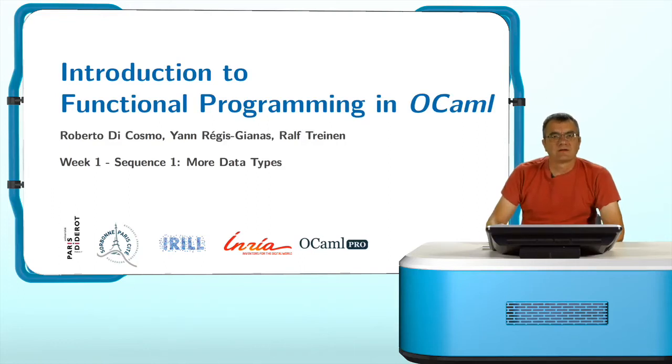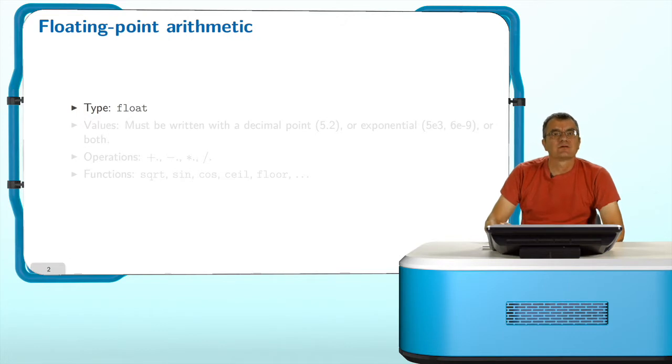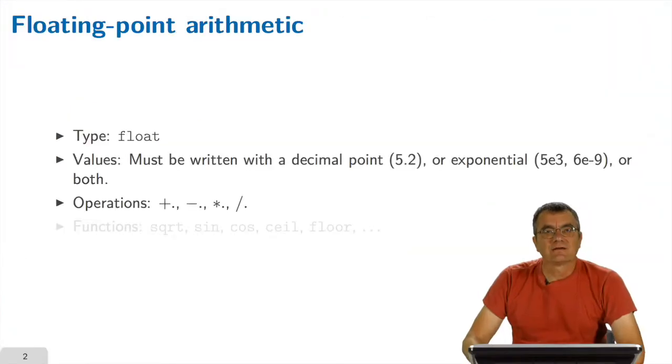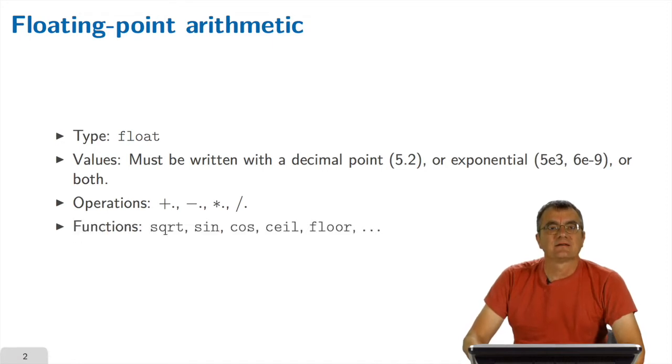Welcome back. So let's continue our exposition of basic data types in OCaml, and we continue with the type of floating point numbers. The values of floating point numbers are always written in a way which allows you to indicate the fact that you really have a floating point number and not an integer, which means you have to use either a decimal point or an exponential or even both. In the same way, the operators on floating point numbers also have to be written with a dot at the end, so you have plus dot, minus dot, and so on.